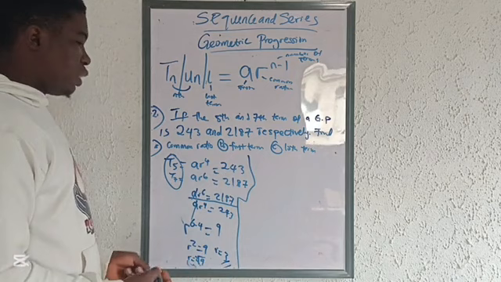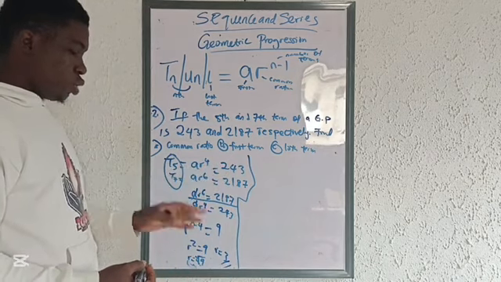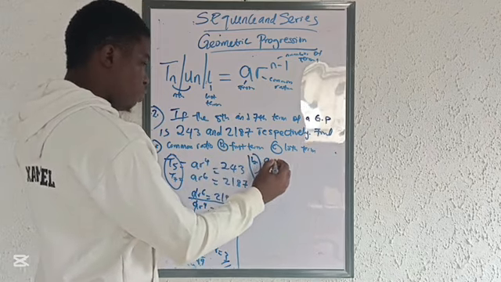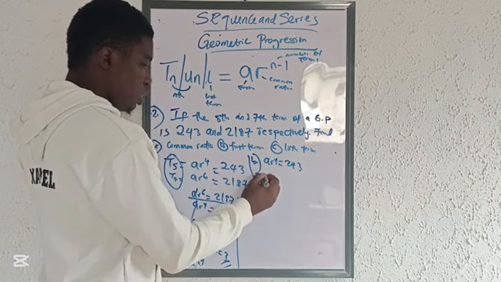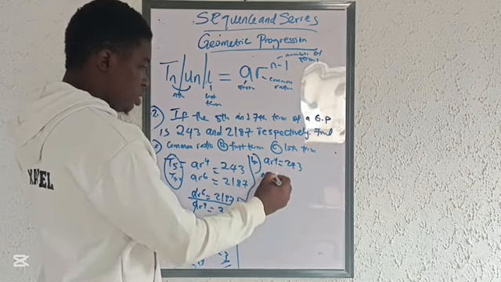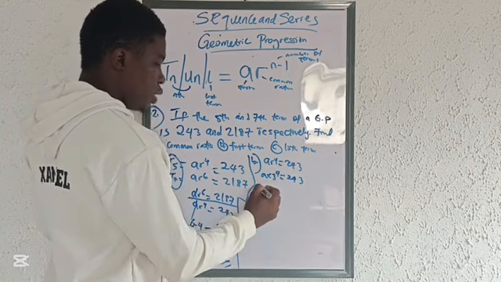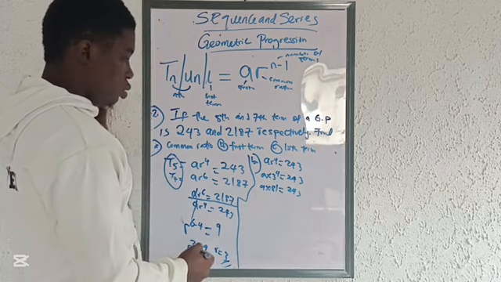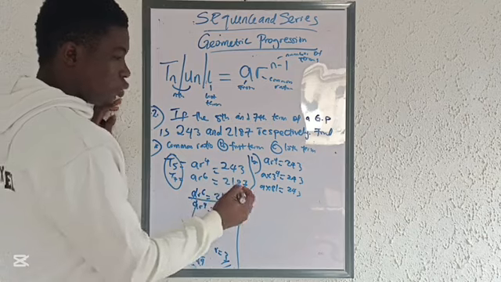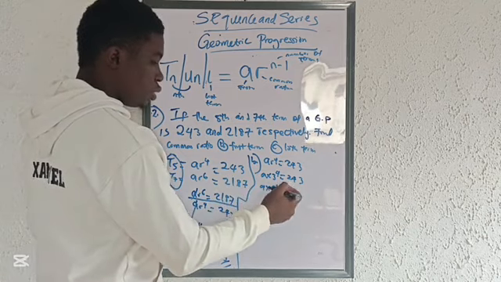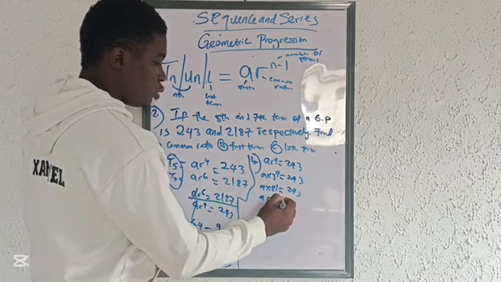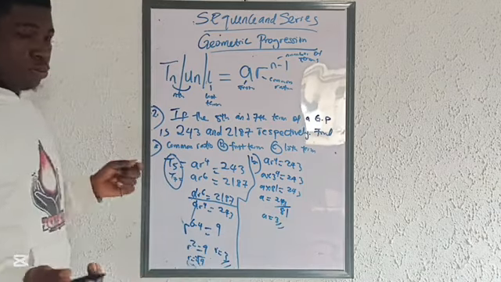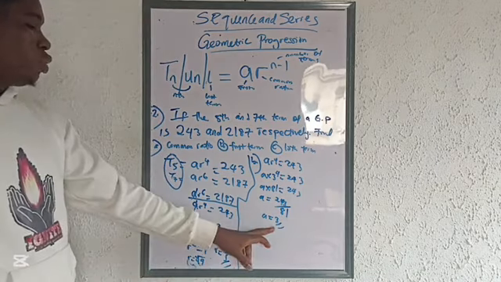And we can use any of these two to get our first term. Let me pick the first one. To get the first term, ar^4 equals 243. A times 3 raised to power 4 equals 243. A times 81 equals 243. Right? Do you get it? So a equals 243 divided by 81. A equals 3. So we've gotten our common ratio, we've gotten our first term.